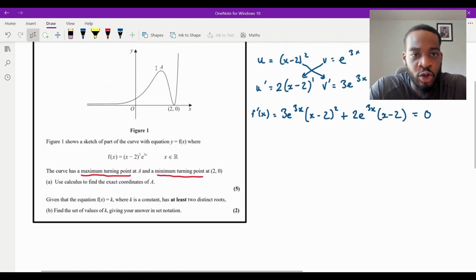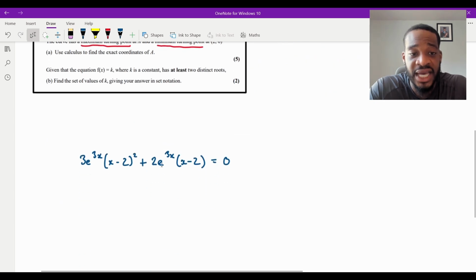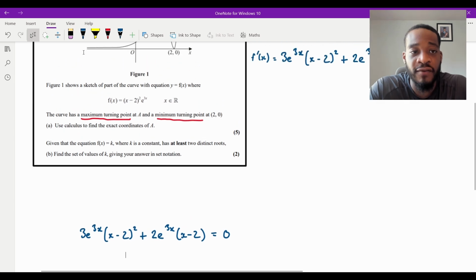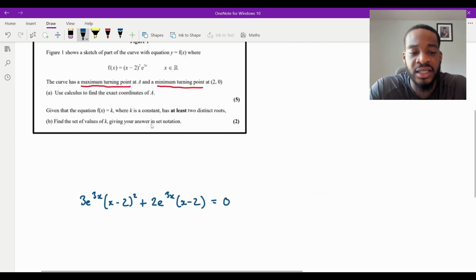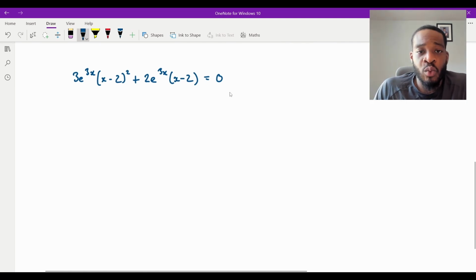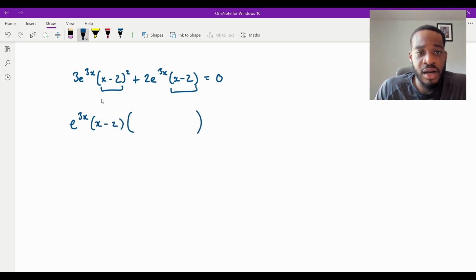What are we doing again? We've got two turning points, and we have one of them already. We've got one at (2, 0). So when I solve this, I should expect to get x equals 2 as one of the solutions, and then obviously the other solution would be the x coordinate of A, isn't it? So we've got common factors all over the place. I could take out an e to the 3x, and then I could take out one factor of x minus 2, can't I? So I have x minus 2 there, and then in a bracket, there's just 3 there, and then I would have one more x minus 2, and then this one will be just the 2, isn't it? And then this is equal to 0.